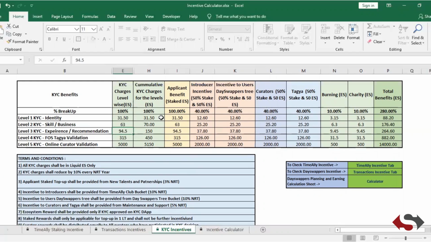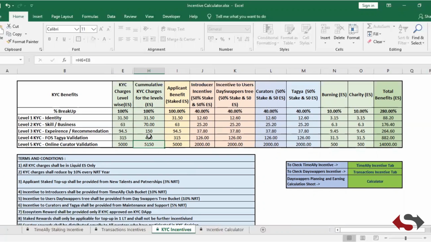So the cumulative charges would be: for level one, this is mandatory itself. If you're doing one and two, it will be only 70 RSwap. If you're even doing level three with it, then 150 RSwap. If you're also doing level 4, then it's 450 RSwap. Instead of level 4, if you're doing level 5, then it's 5,150 RSwap. So these are the cumulative charges.